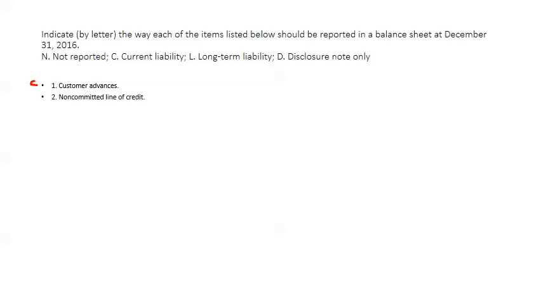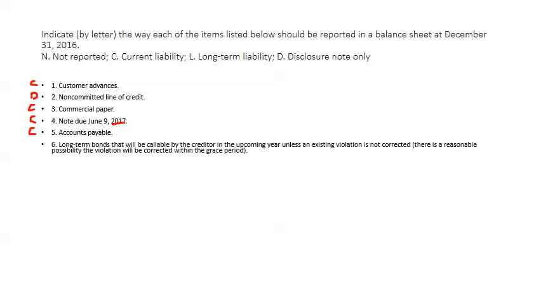A non-committed line of credit, because you have not borrowed any money against it yet, it is just going to be disclosed. Commercial paper is considered a current liability. A note due on June 9th, 2017. Remember that our balance sheet date was December 31st, 2016. Since that's within a year, that is going to be disclosed as a current liability. Accounts payable, of course, are always current liabilities.